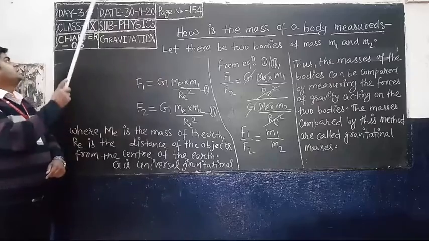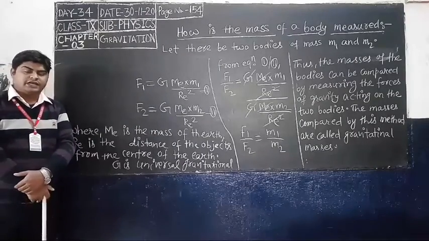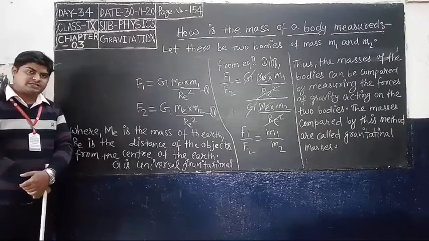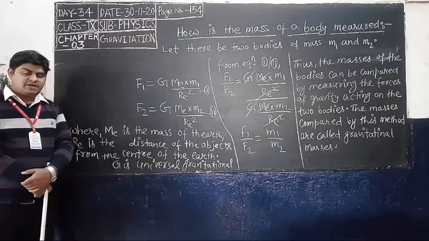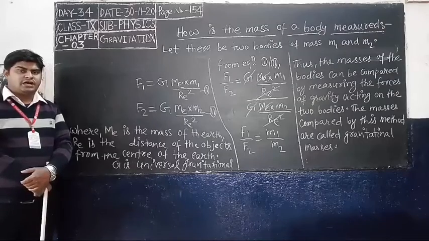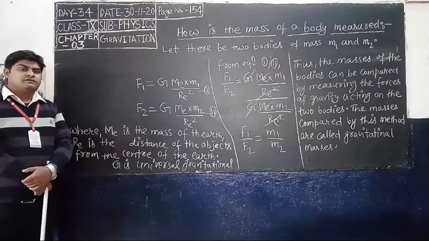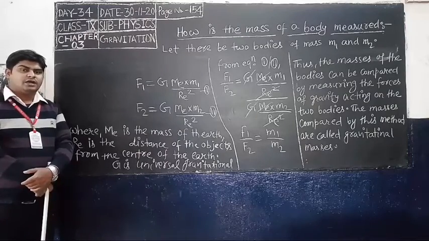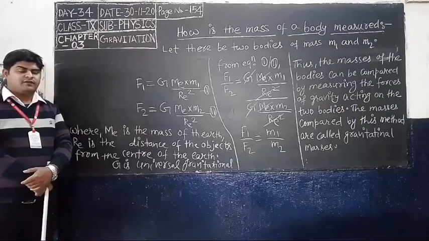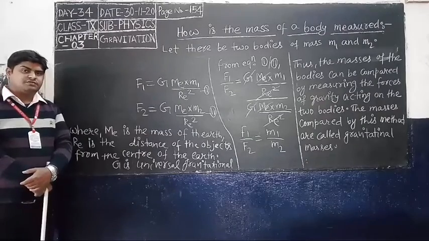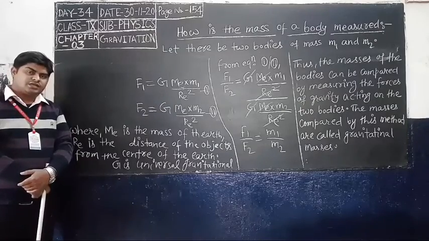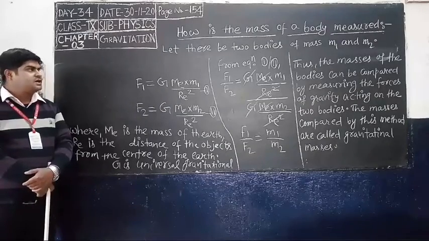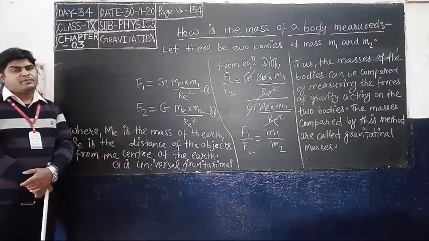Welcome to day 34. As you know, in day 33, I proved that the weight of any object on the moon is equal to 1 by 6 times the weight of that object on the surface of the earth. Today I am going to start a new topic.